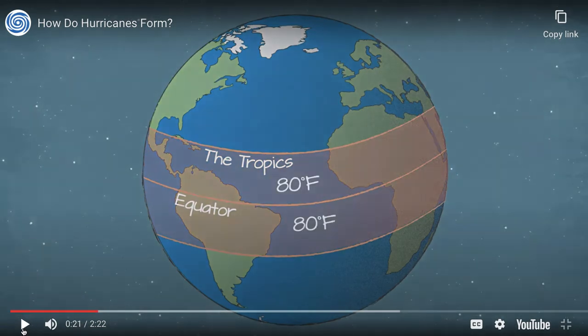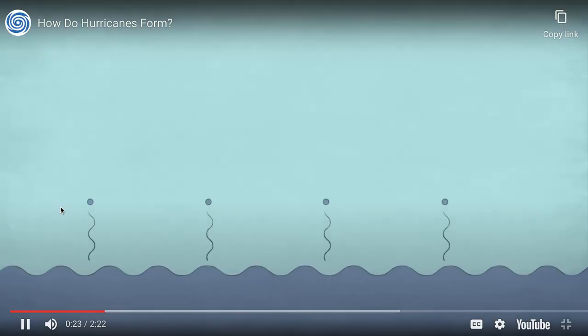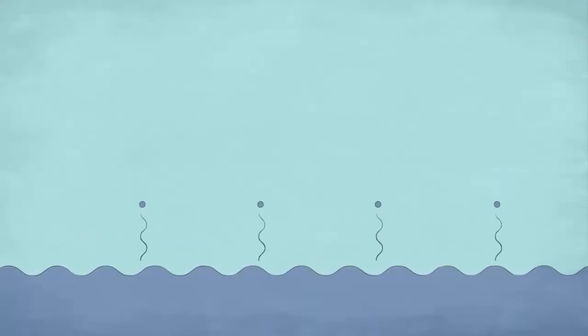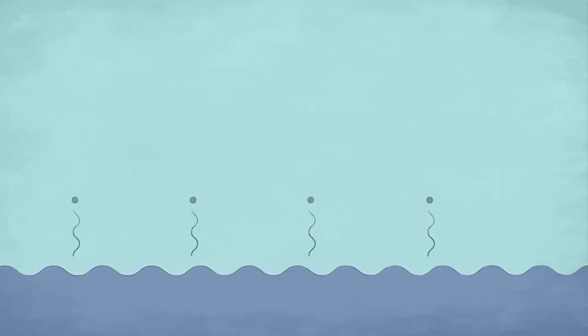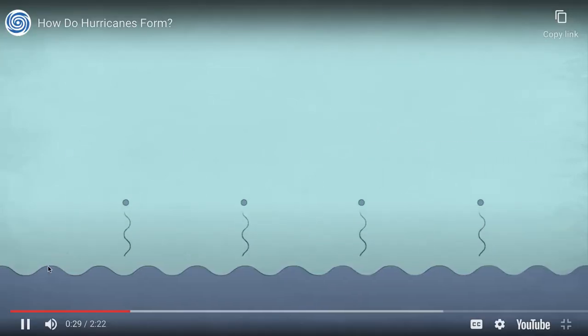Where the ocean is at least 80 degrees Fahrenheit, 27 degrees Celsius. These warm waters evaporate, creating warm, moist air which acts as fuel for the storm. Wind is also needed for a hurricane to form.